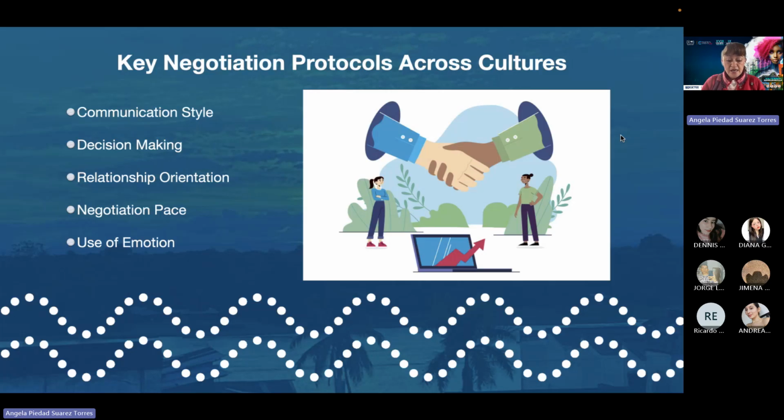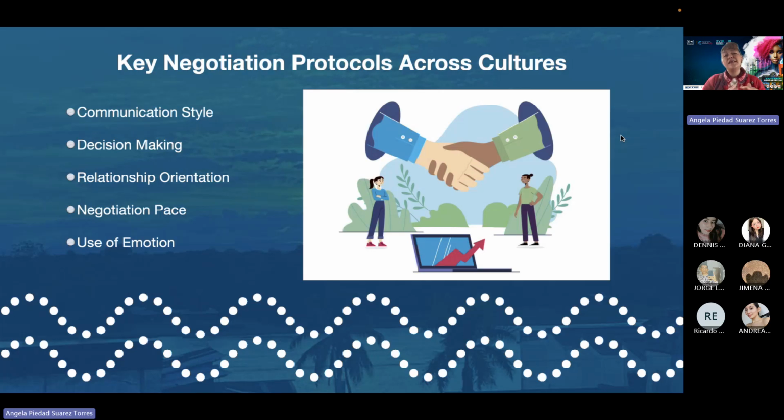And the use of emotions, logical and detached versus emotional and expressive. I was saying that some cultures, such as the Italian and Spanish, maybe use the emotions to persuade the other part. And there are some others that are detached from the emotions, such as maybe more Northern European countries, which are just more focused on the task.